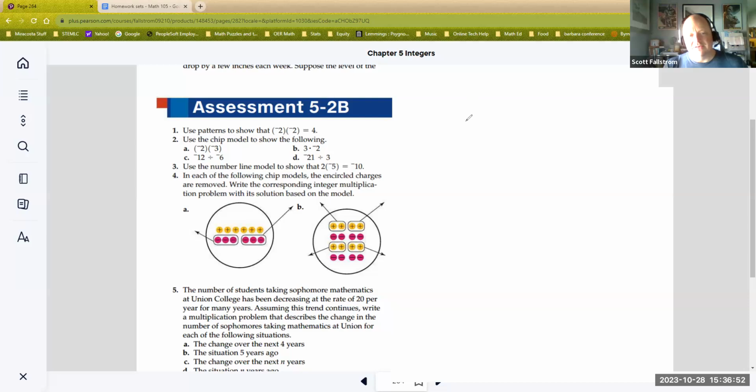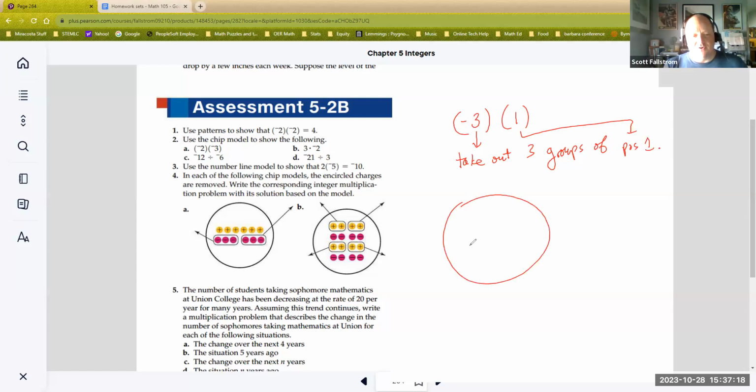So if I was doing, let's say, whatever I want to do, -3 times +1. This first number, when I see it, is telling me to take out 3 groups. Take out 3 groups of what? Of +1. So we start with 0. I need to take out 3 groups of +1. I don't have anything right now, so I definitely need 3 groups of +1. So I'm going to make 3 groups of +1.